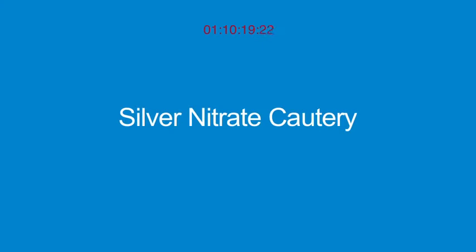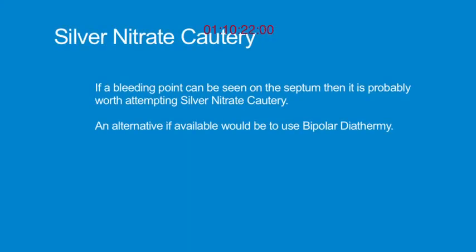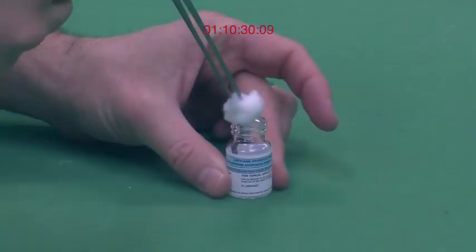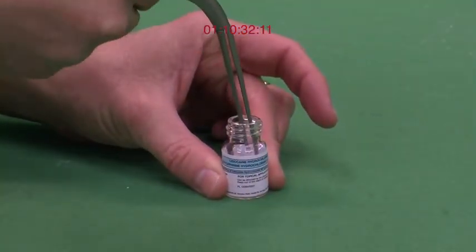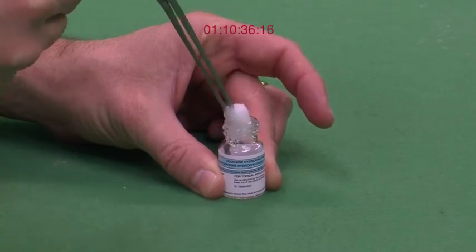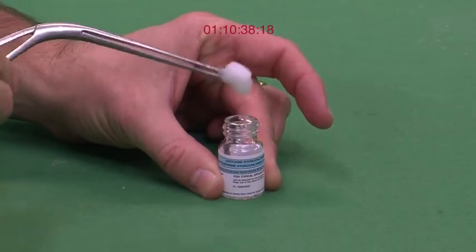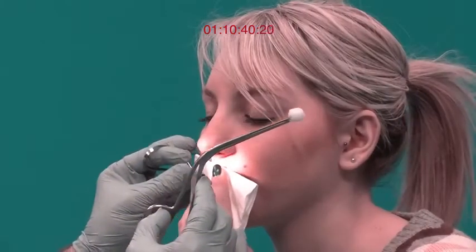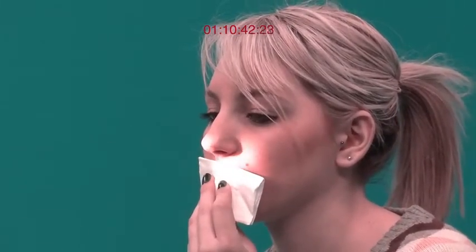Silver nitrate cautery. If the bleeding point can be seen on the septum, it's probably worth attempting silver nitrate cautery. An alternative, if you have it, would be to use bipolar diathermy. The septum will need to be anaesthetised, and the best way to do this is with a piece of cotton wool soaked in either a local anaesthetic decongestant mixture, such as co-phenylcaine, or soaked in simple lignocaine spray, which can be put into a gallipot.